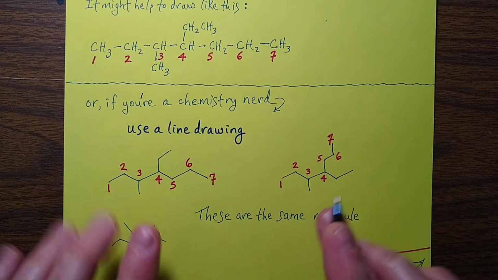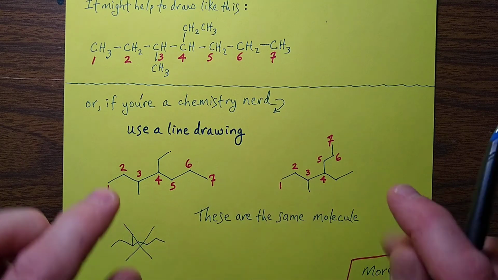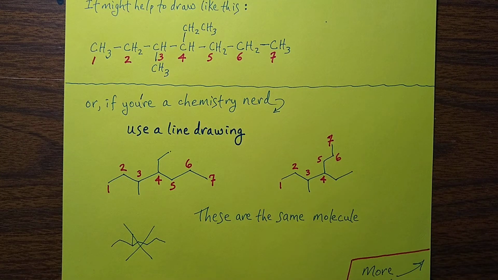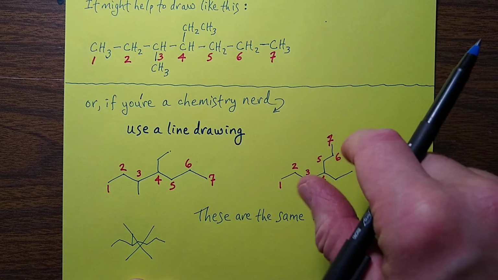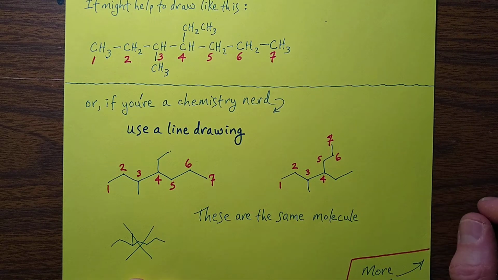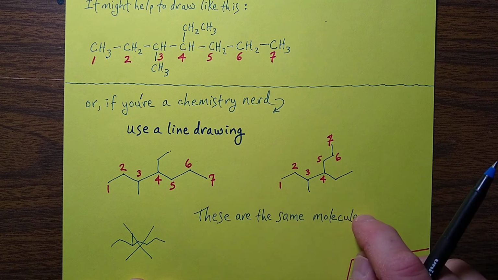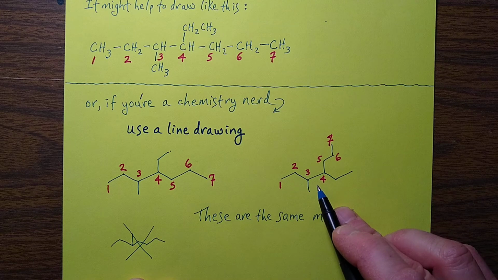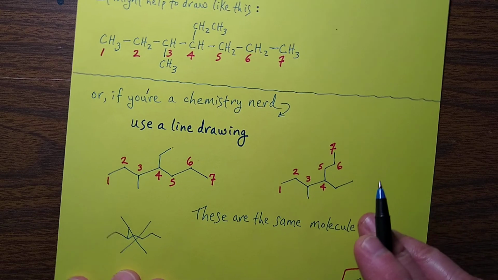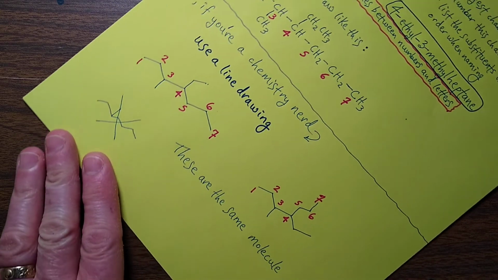So what you need to do is be able to recognize that those are the same. How do you do that? Well, you just take this one and rotate it in some way to get that, or take this and rotate it. How can I make this one into this one? What would I have to do? Here's my longest chain. I'd almost have to, what if I flipped it like that?